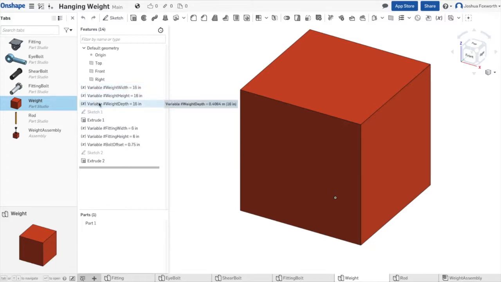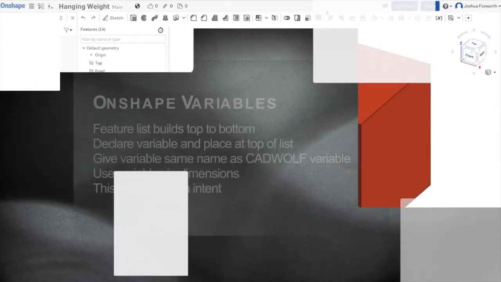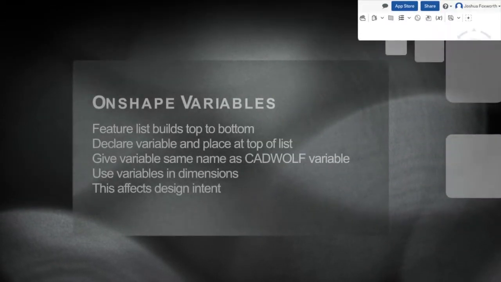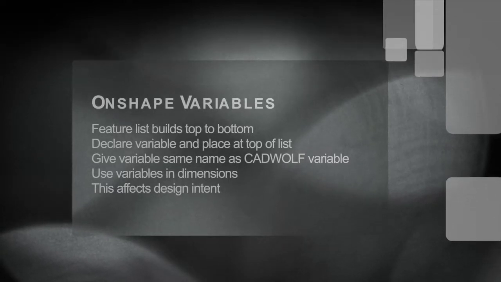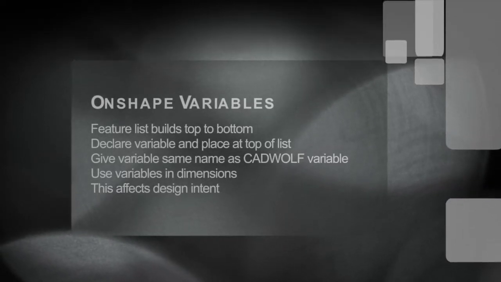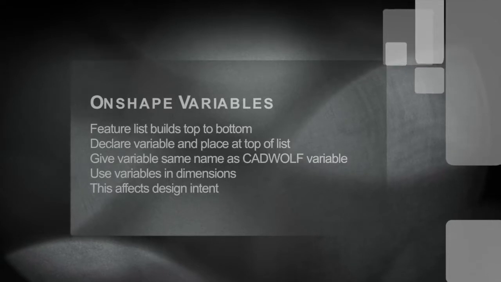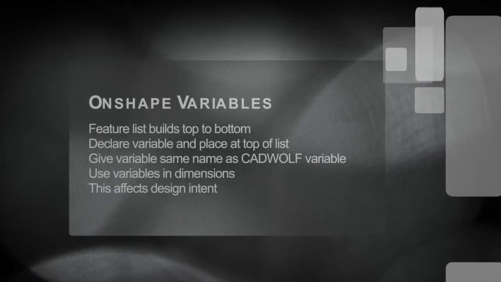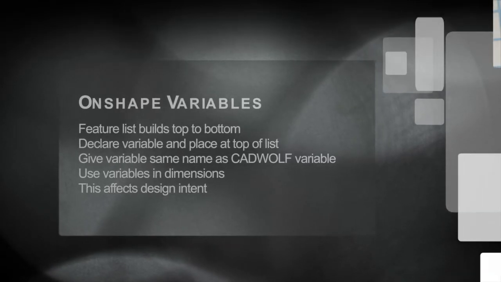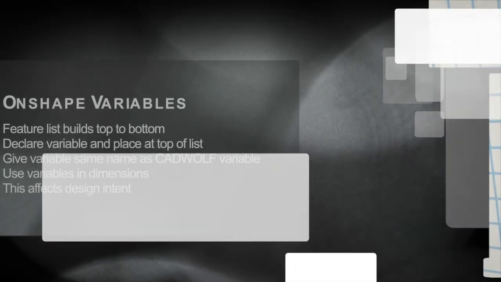Now our weight has a simple height, width, and depth, and we're going to show how we drive that in CADWOLF here. However, before we move on, let's reiterate some of the things that we've covered. The Onshape modeling system has a feature list that builds from top to bottom. The best practice is to declare a variable and place it at the top of the list. That variable must have the same name as the CADWOLF variable you intend to send, and then you simply use that variable in the dimensions to drive the model. You have to be aware that this affects your design intent, however.